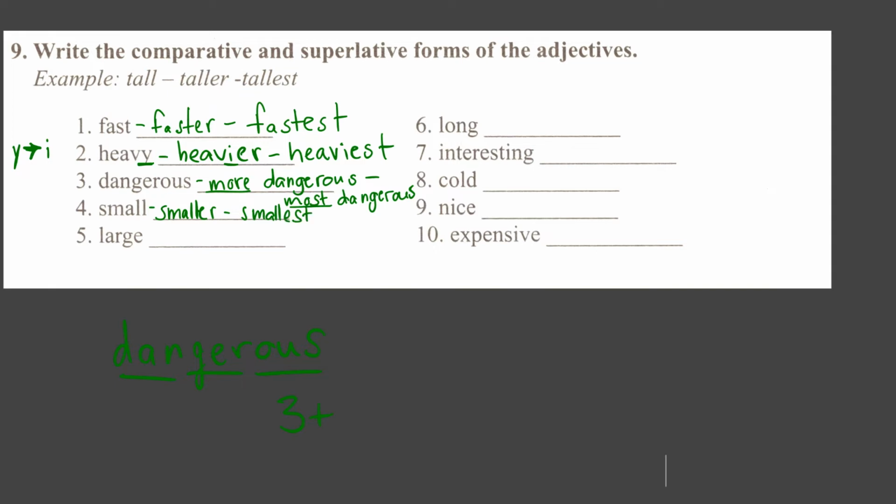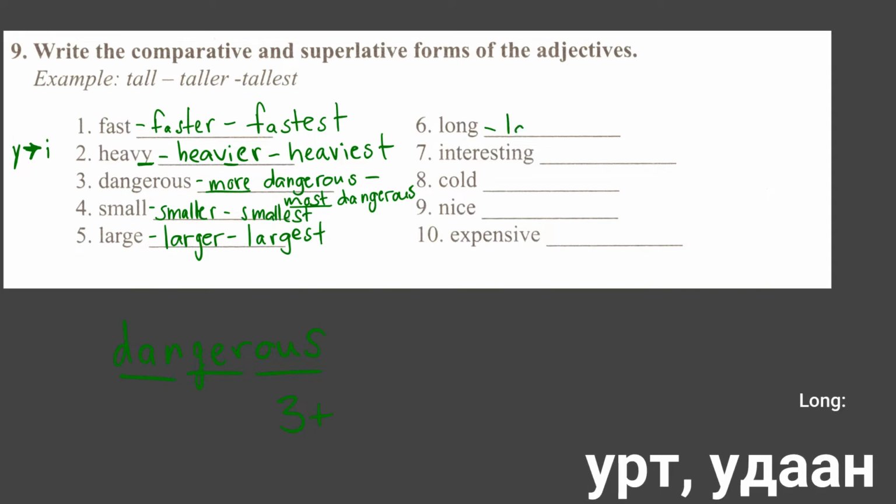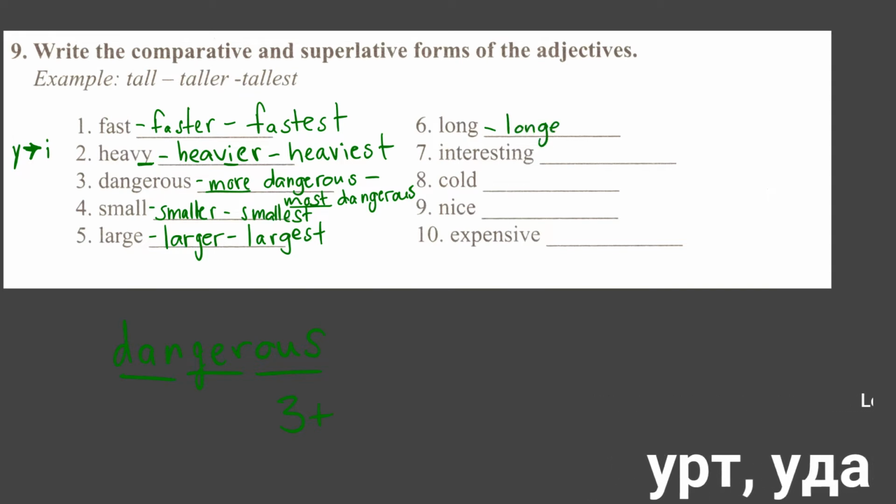Large. This one's also only 1 syllable. Large. So we'll say larger and largest. Okay. And then for number 6, we have long. This one's only one syllable. So we'll have longer and longest.